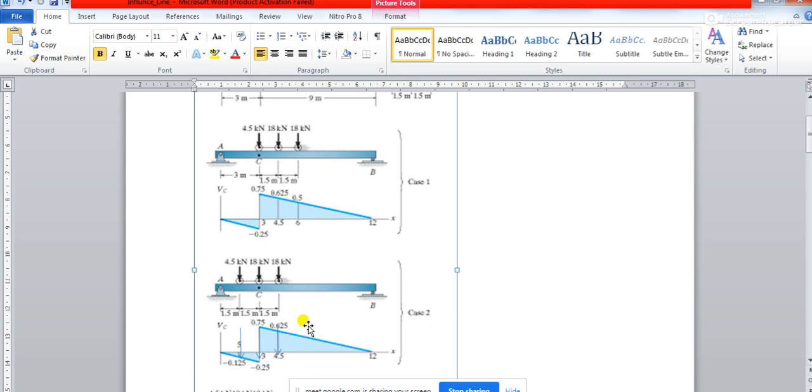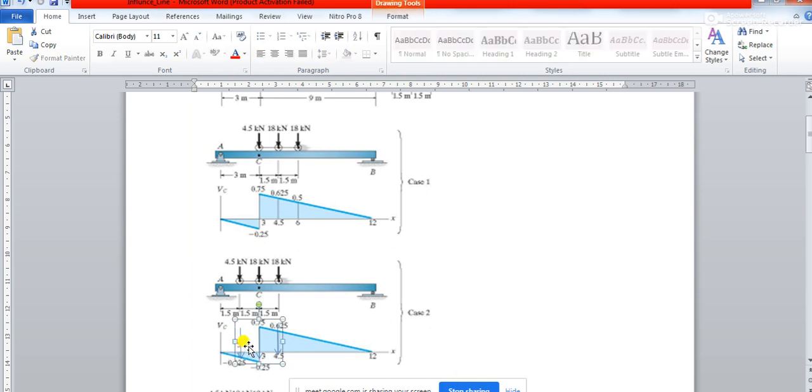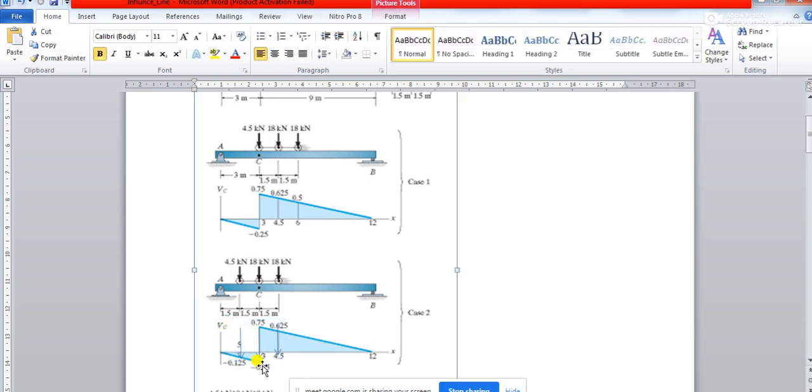So you see what is happening. See this 4.5 kilonewton load, this 4.5 kilonewton load has risen up this slope, and you see this line and this line are parallel. Okay, so you see the value of the slope of this line and the value of the slope of this line will be same. So if you can calculate also.